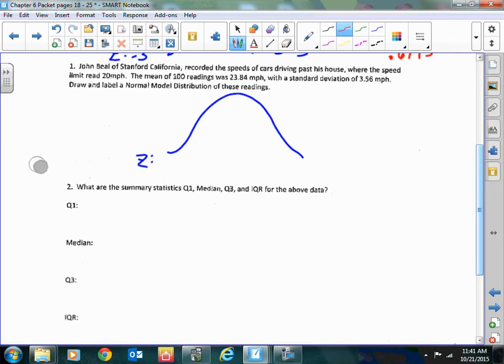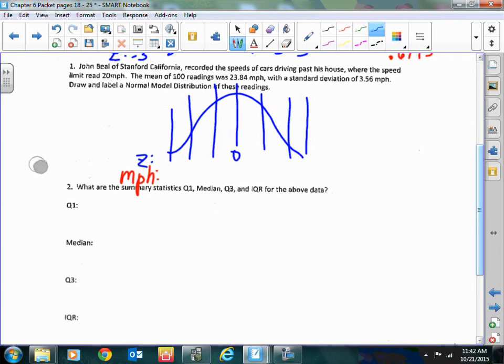Speed. And the speed is going to be given to me in values that are miles per hour. Okay? And so now, let's go put in our 0, 1, 2, 3, and -1, -2, -3. Those are our z-scores. Okay? Next, I want to put in my context ones.